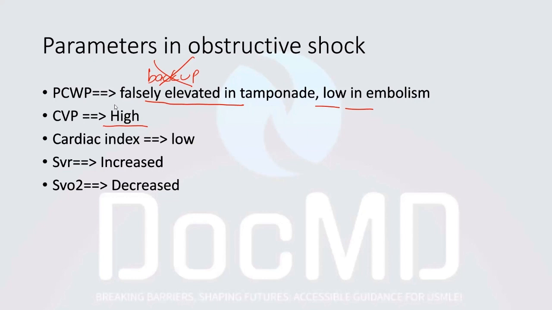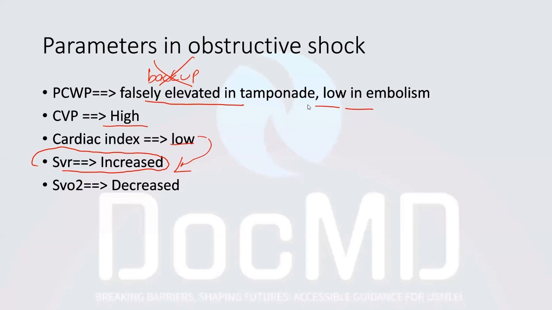Okay, you have right-sided failure in embolism, and you have pressure diastolic filling failure in tamponade. Your cardiac index would obviously be low, and if your cardiac index is low, you have a decreased SVO2, and because your cardiac output is low, your body will try to increase the SVR, as we have already discussed previously. So now we've gone through 3 different types of shock.